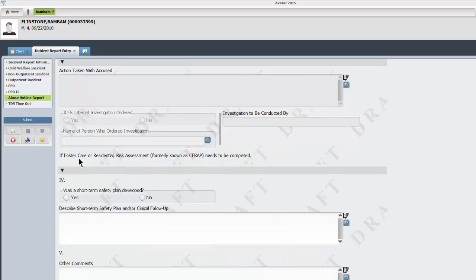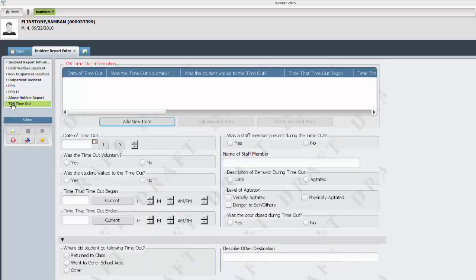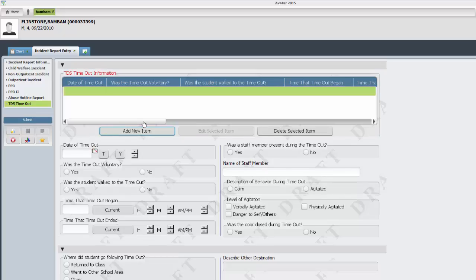If this is a foster care or residential client, then you would need to do a CRAP report. Was there a short-term safety plan developed? Yes. Describe it. No, you wouldn't need to. And any other comments. If this client were a client in TDS, the Therapeutic Day School, then we would use this multiple iteration table and we would put that information in.